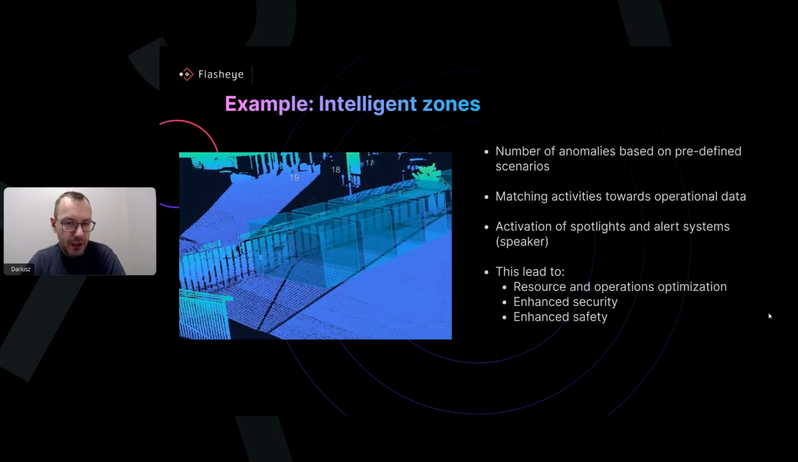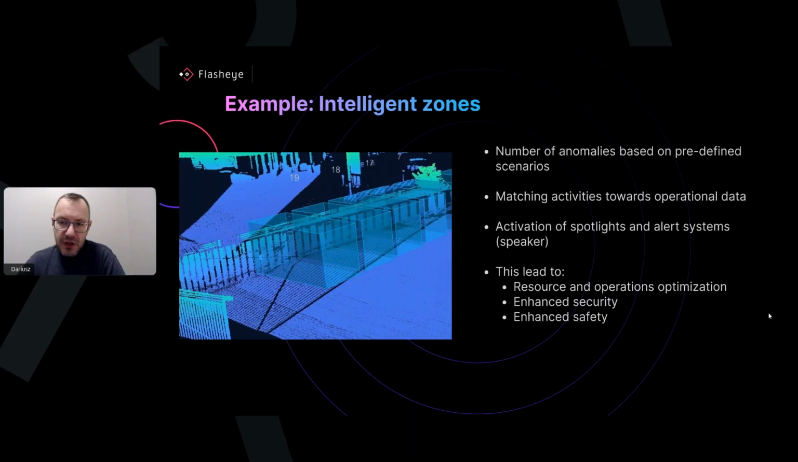Another example is intelligent zones. Here we are talking about a number of anomalies based on predefined scenarios. So this is what I mentioned before. Extremely important is to list those scenarios, list what is the typical case, what is not a typical case, what is a dangerous case. And so the system will act accordingly to your specification.